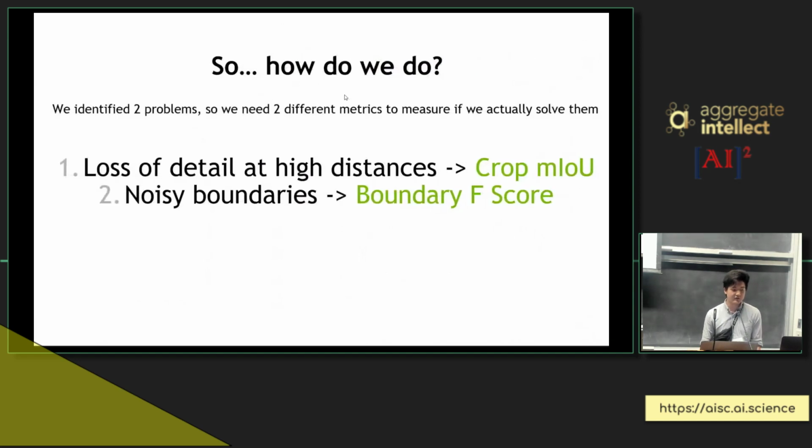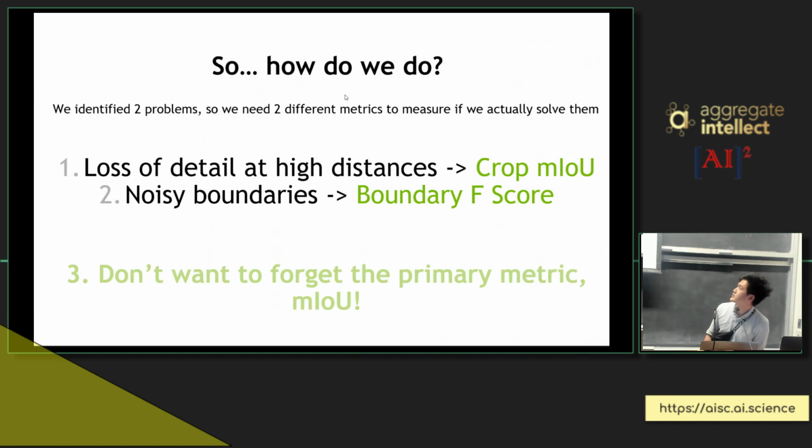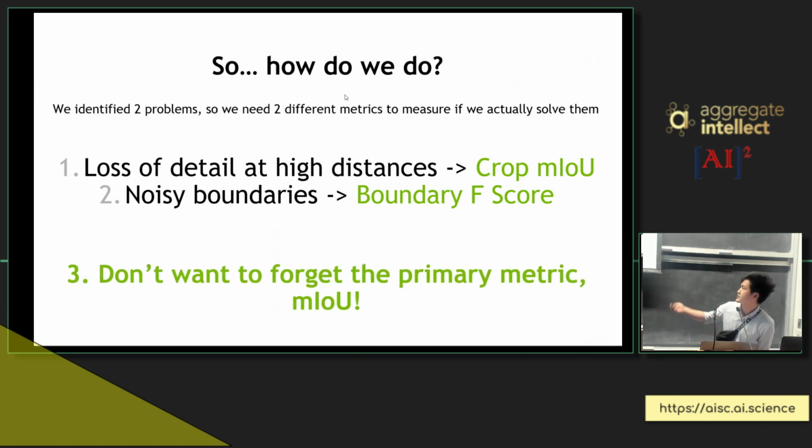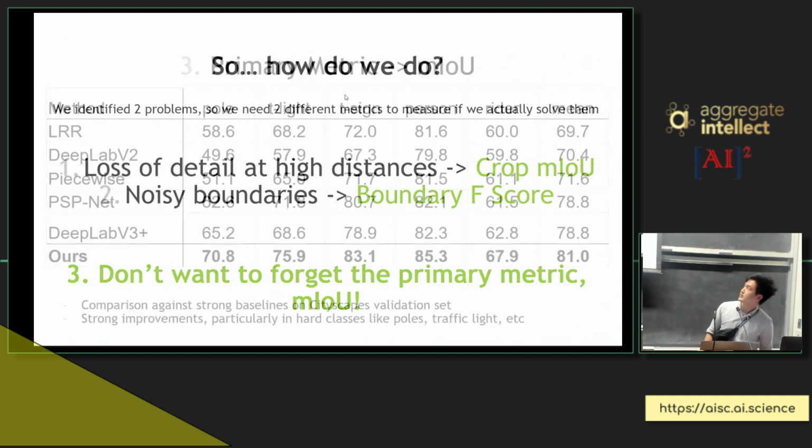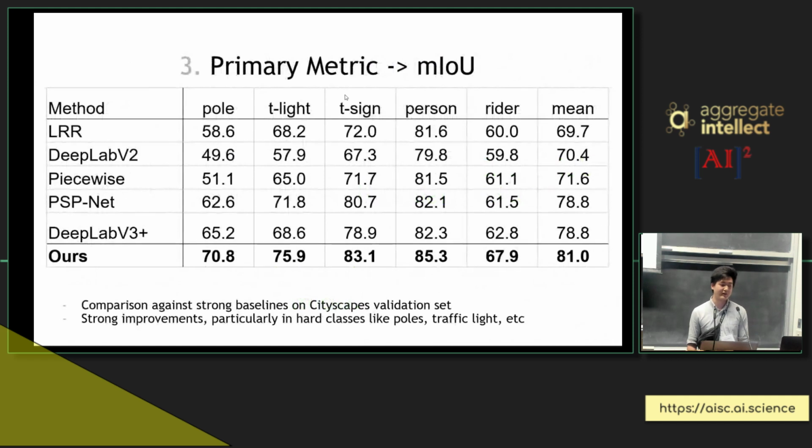And so we covered our two main metrics, but we don't want to forget about the primary metric, which is mean intersection over union on the actual segmentation mask. We see here that even in our classical evaluation scheme, we get close to a 2% improvement in mean intersection over union on the Cityscapes validation set.